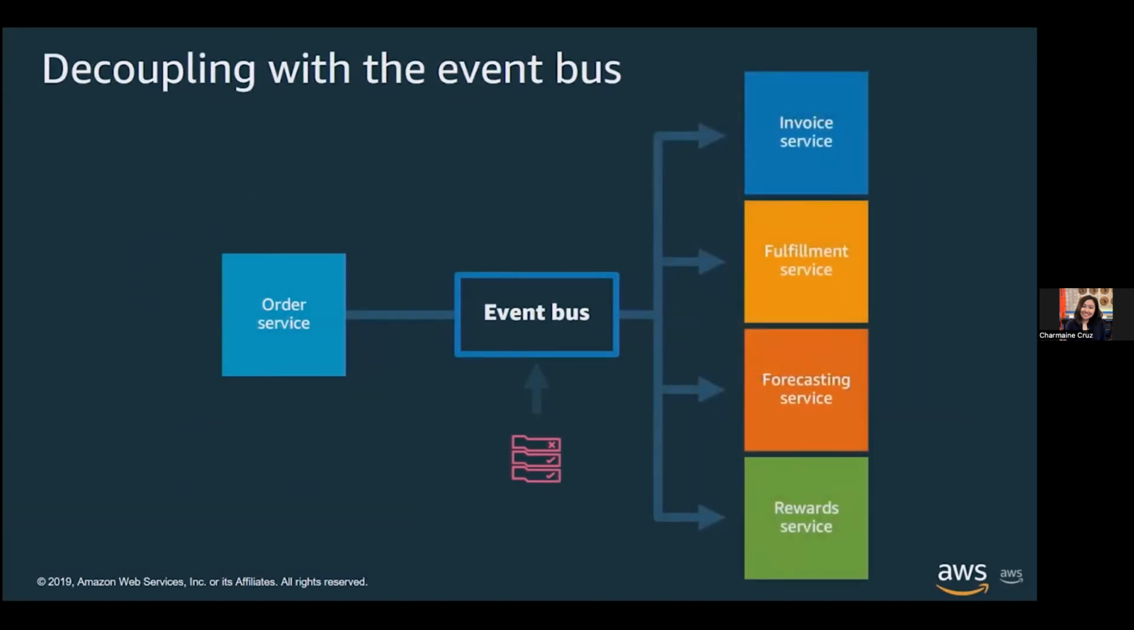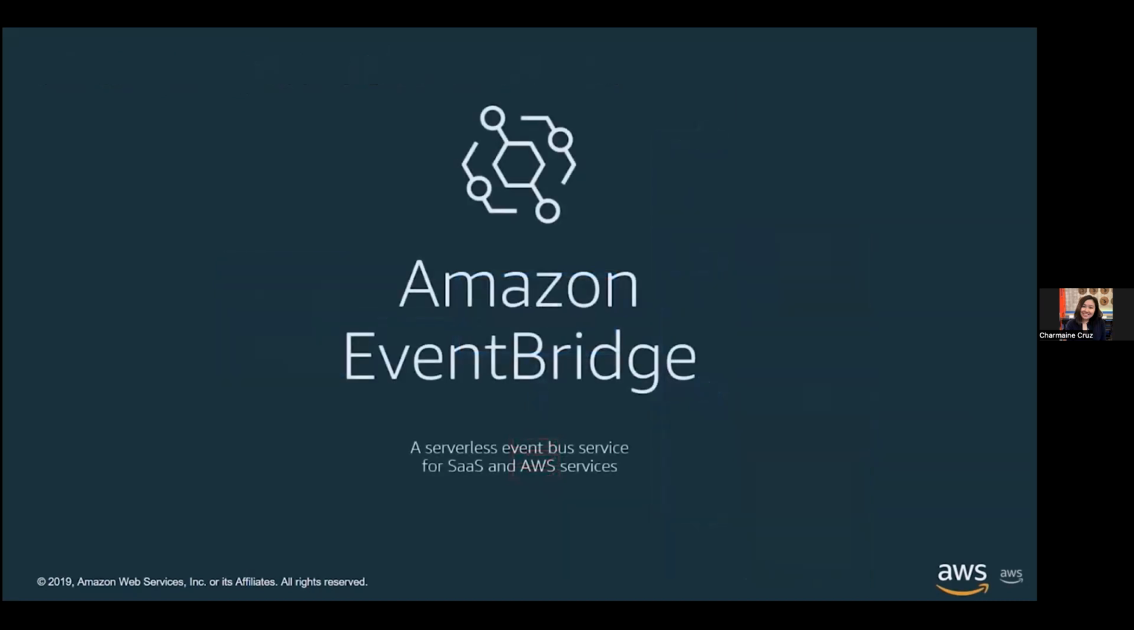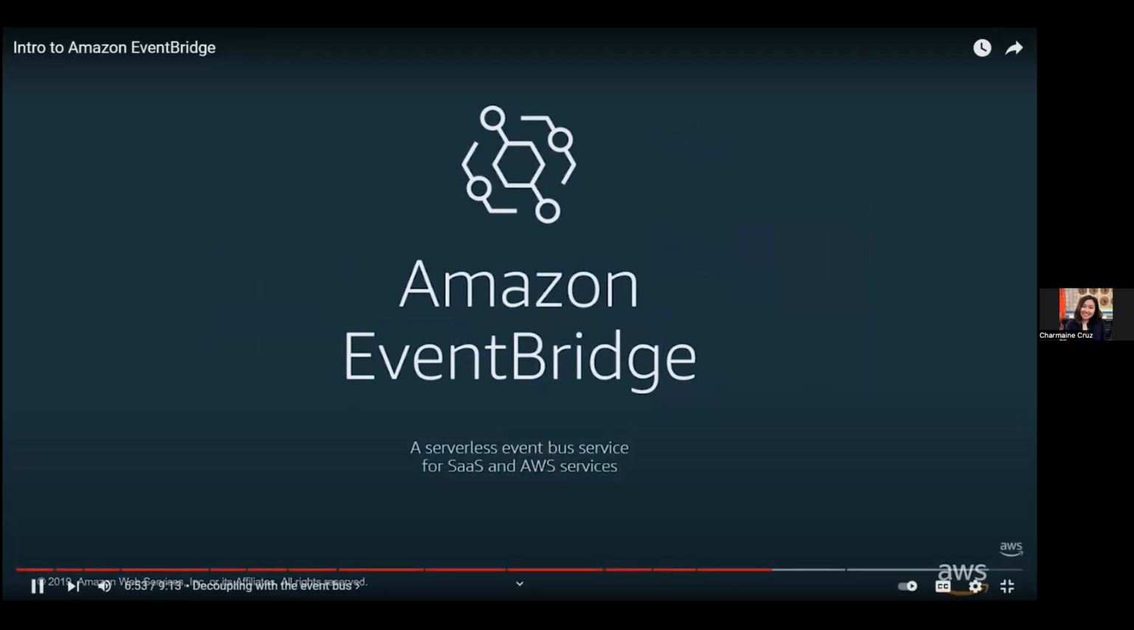And in the other problem example, where a reward service is added, for another team to consume some order service events, they simply add a new rule to the bus. There's no need to wait on the order service team to make an update for them. Now service teams can act much more independently and move faster. This is Amazon EventBridge. It's a serverless event bus service. It helps you ingest and route events from SaaS applications, AWS services, and your own systems.